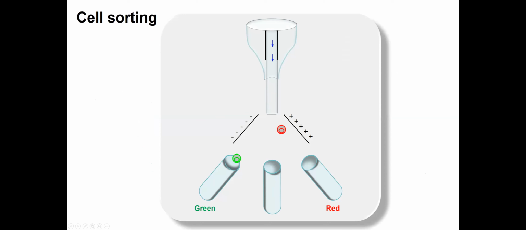Physically, you can isolate those cells. So now you can give the answer to my question: how can you isolate T cells? Utilizing this kind of FACS machine.